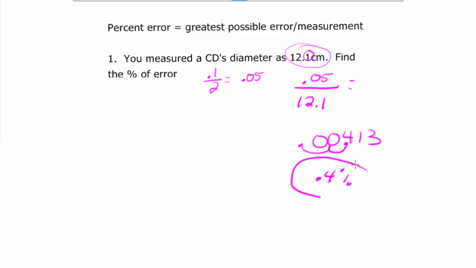Whenever it asks for a percent, we know we have to move our decimal over. So you measured a CD's diameter as 12.1 centimeters, find the percent of error. Once you do it, you just move it over, and it's 0.4%. That's the percent of error. This is our greatest possible error that we want to allot for, and then this is the percent of error.